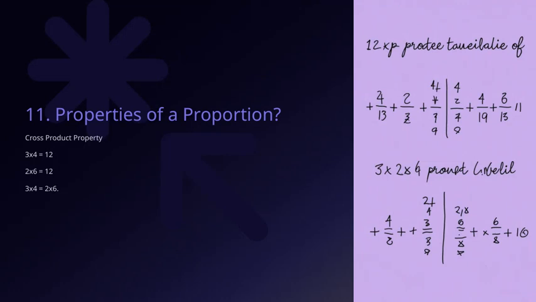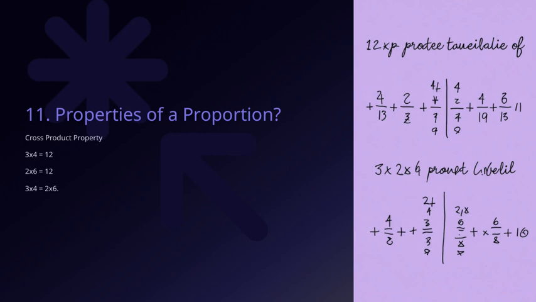All right, let's talk about the properties of a proportion, specifically the cross-product property. So, imagine you have 2 ratios that are equal, like 3 over 4 equals 2 over 6. Now, the cross-product property tells us that if these ratios are truly equal, then the cross products must also be equal. In this case, we multiply across diagonally, 3 times 6, which equals 18, and then 2 times 4, which equals 8. Wait, that doesn't seem right.